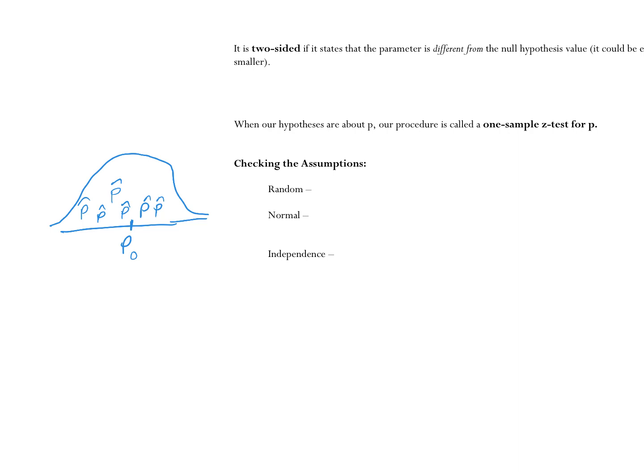And the standard deviation of these p-hats will be the square root of p0 times 1 minus p0 over n. Does this feel comfortable? All right. So, let's talk about the random condition. How do you think we're going to check for that? How have we checked the random condition so far? We're just going to look and note that this sample is random.